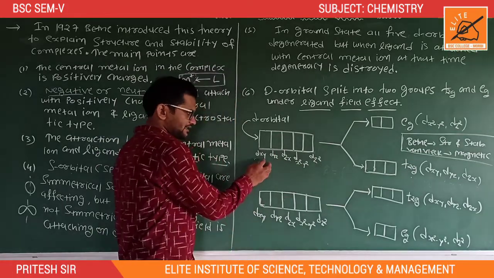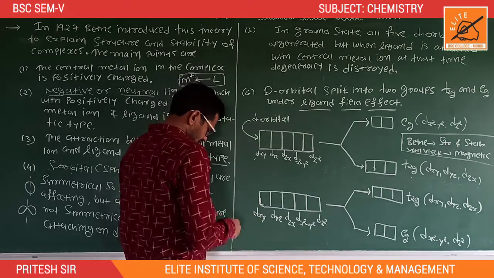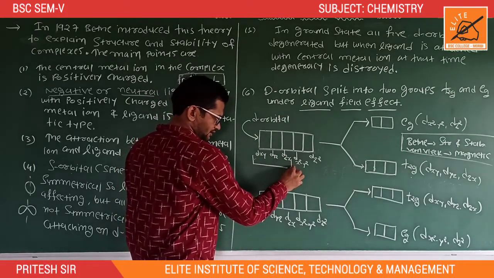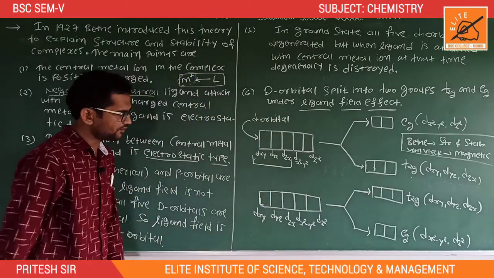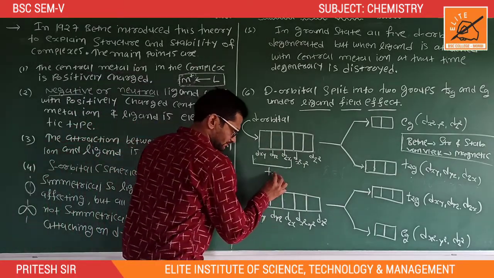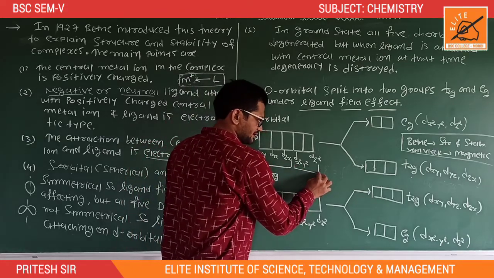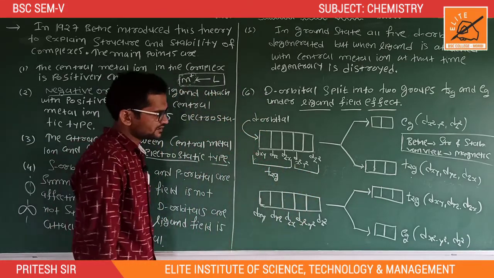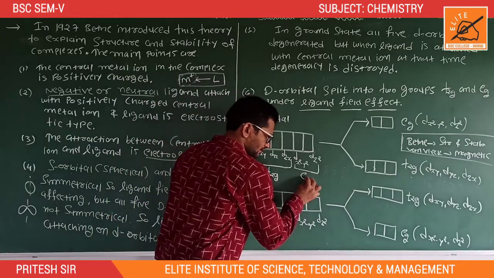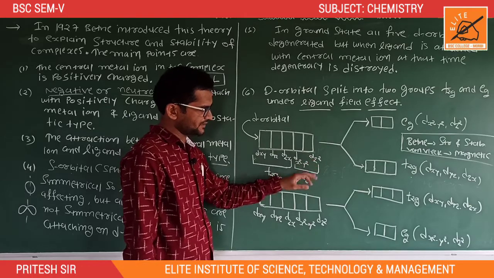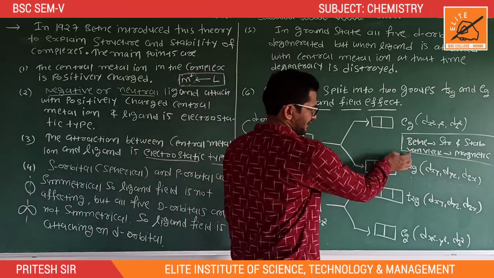Here dxy, dyz and dzx, these three suborbitals create one group, that is known as the t2g group. And the d x square minus y square and dz square create another group, and this is known as the eg group. So the d orbital is further split into two terms, first t2g and second eg.